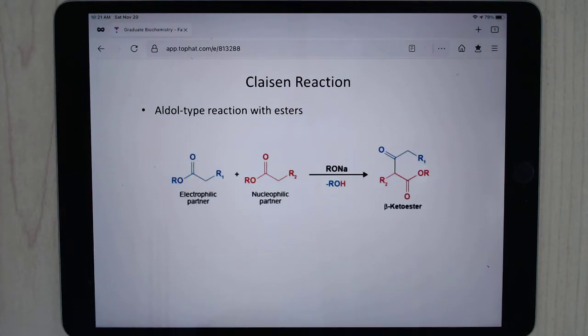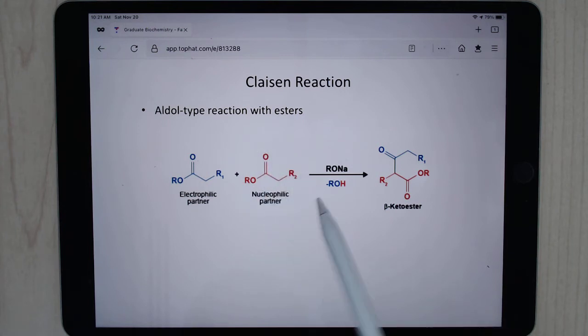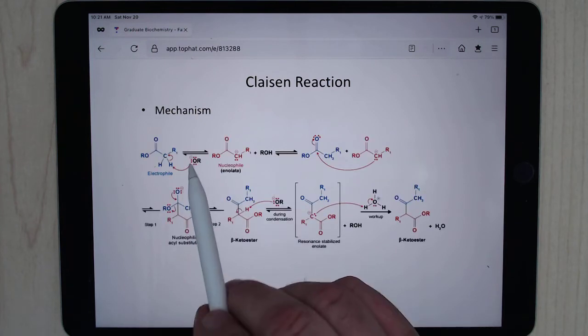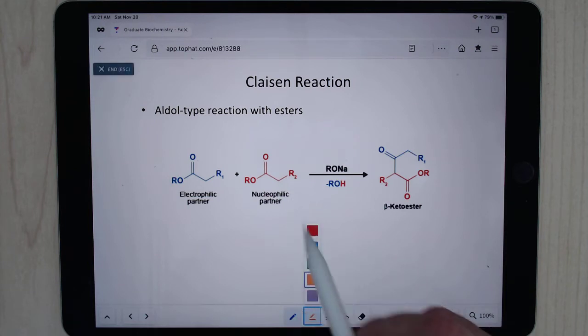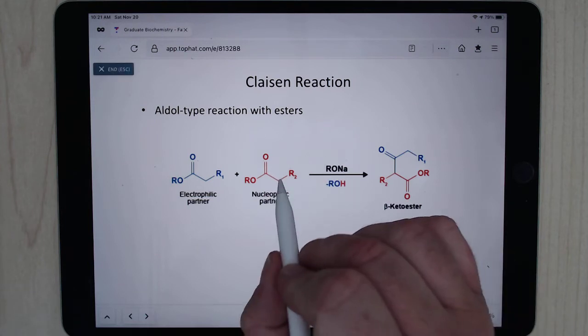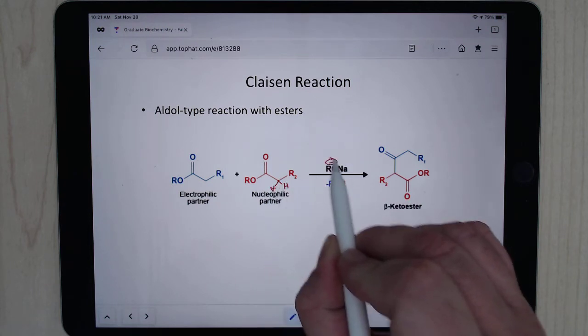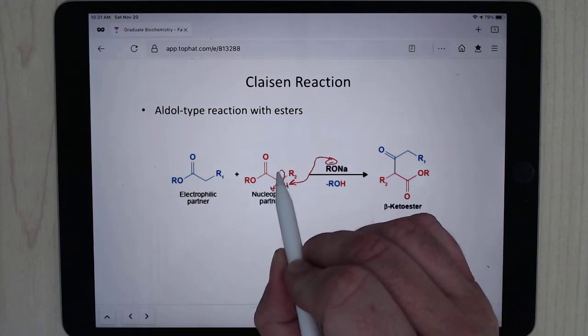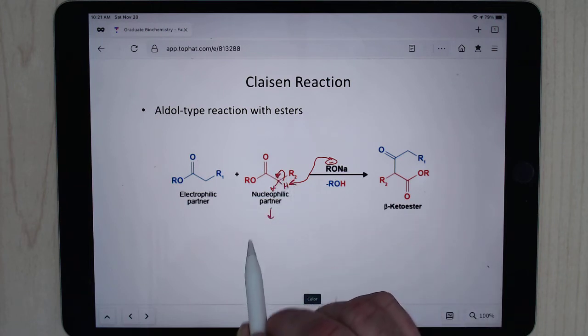Okay, you can also do an aldol type reaction with esters. Again, you're going to be removing the hydrogen here, so it collapses there, to make this.